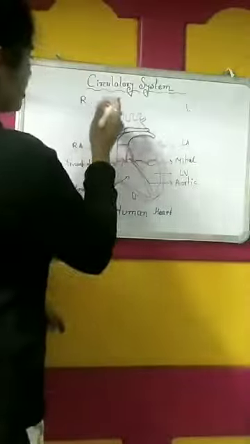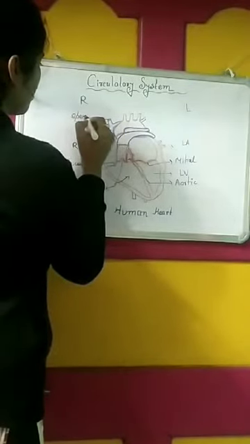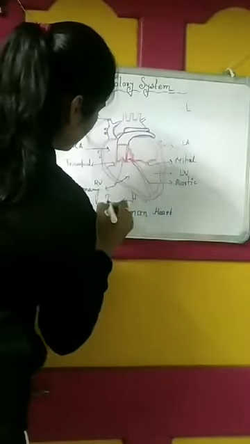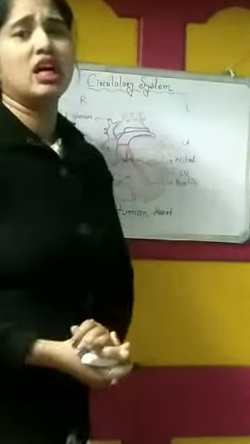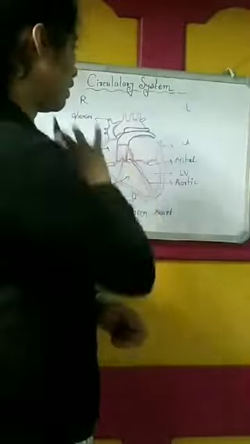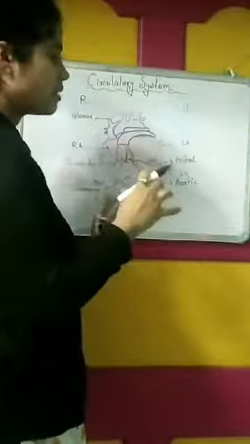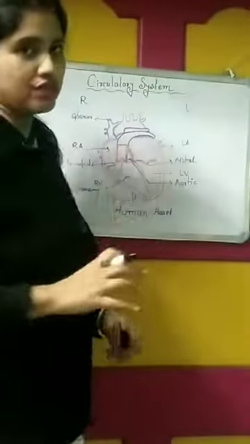And here, this is the superior vena cava, and this is the inferior vena cava. IV represents the inferior vena cava. So, this is all about the main parts of the heart, which helps to pump the blood from different parts to the different parts. Next, we need to know how the blood flows inside the heart.